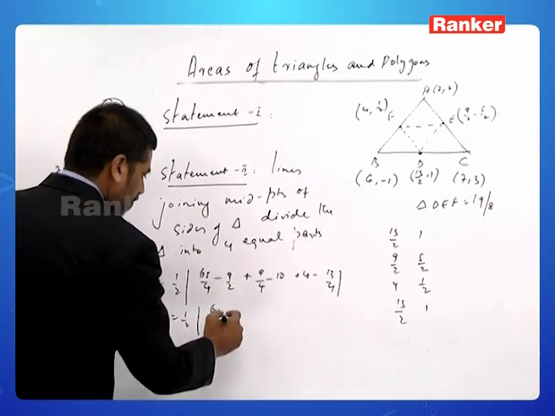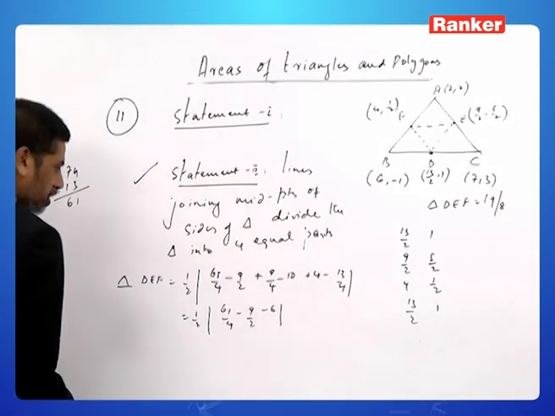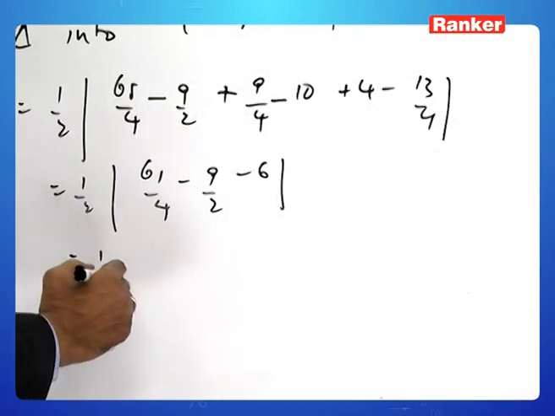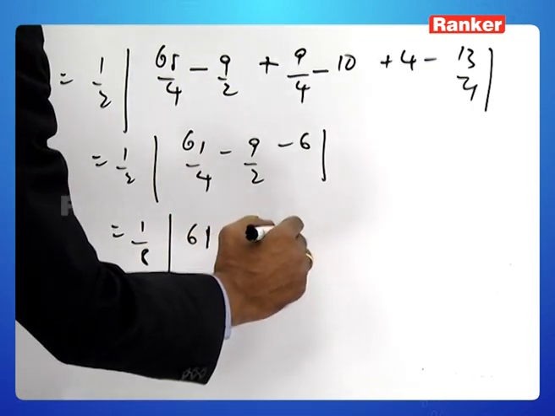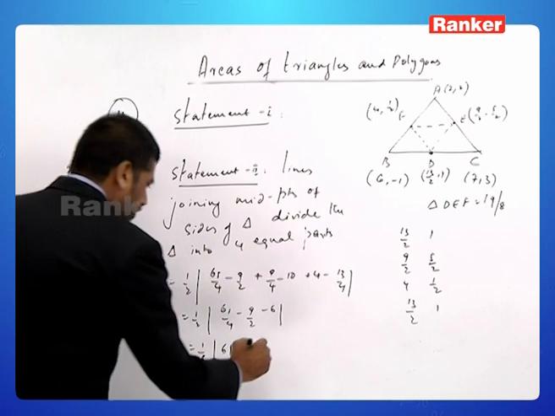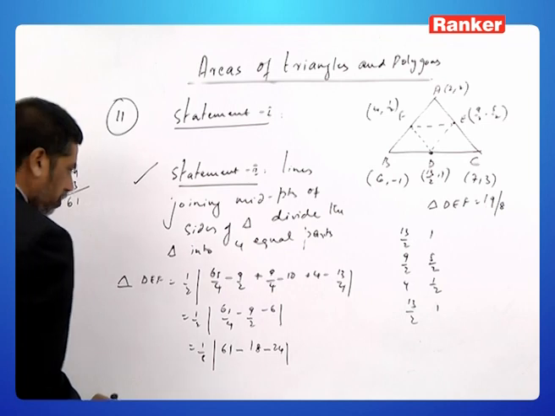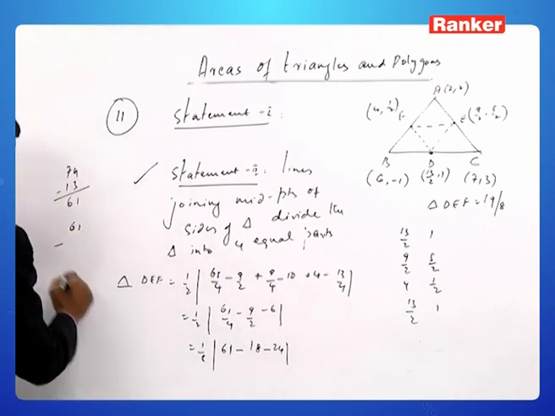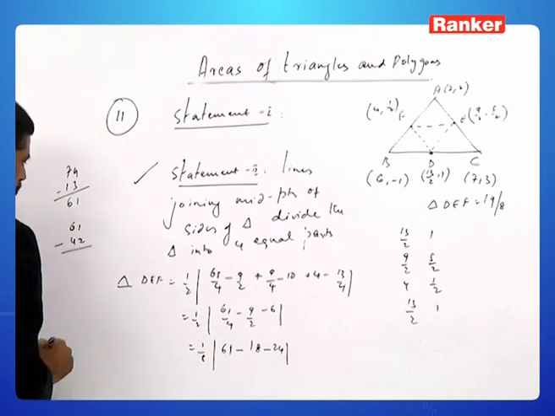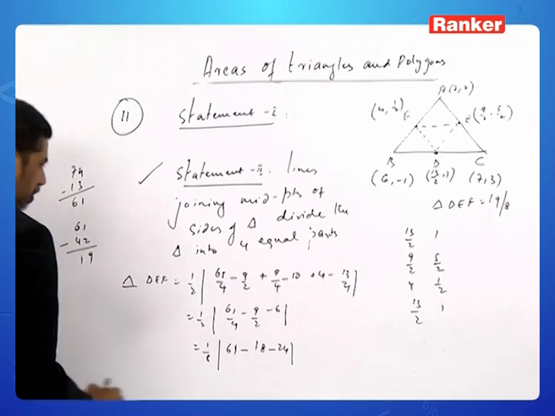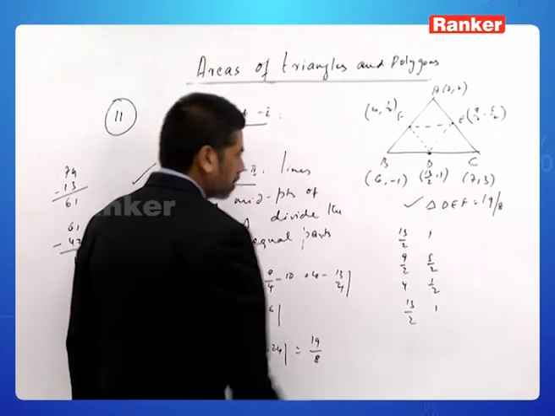Then we have minus 9 by 2 minus 6. So let us take 4 as the LCM, and you will get 1 by 8 mod 61 minus 18 minus 24. So therefore, you will have to calculate 61 minus 42. So this will be 19 by 8. So that tallies with the statement.